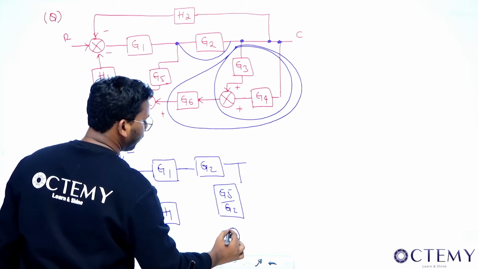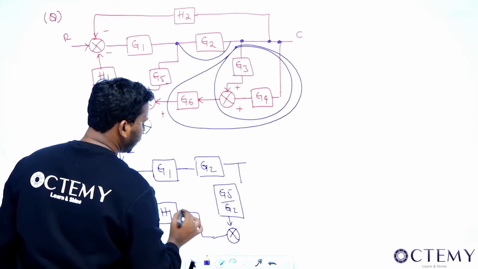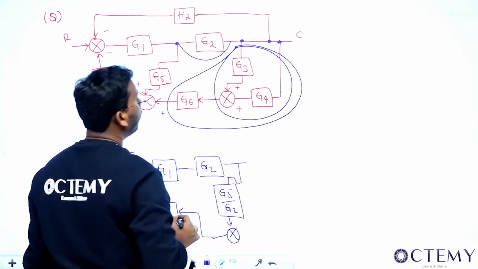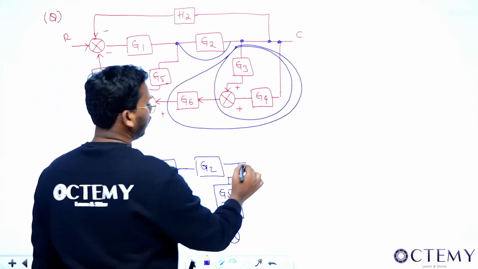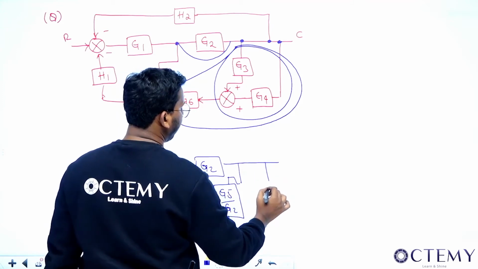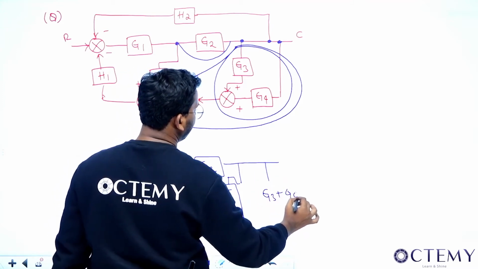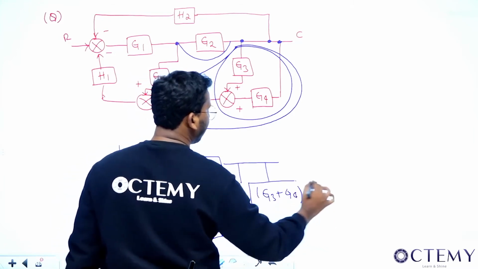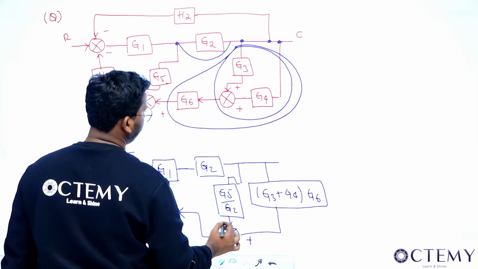This is to a summing point input here, and this summing point output has to go to this H1. Next, this will be G3 plus G4 into G6. So that will also become parallel here. That will become G3 plus G4 into G6. Why is this happening, sir? How did I write this? Because this is also plus, this is also plus.